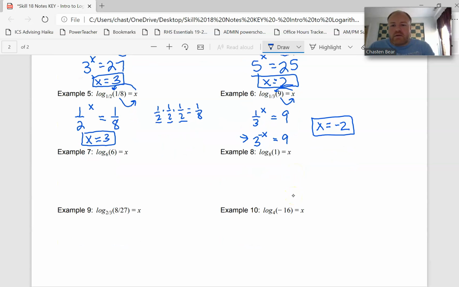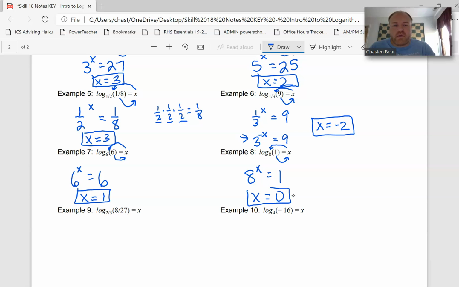On the next one, do your loop-de-loo. 6 to the x equals 6. Well, clearly x has to be 1 here. Next one, 8 to some power equals 1. Well, anything to the 0 power equals 1. So x has to be 0. The next one, we have 2/3 to the x power equals 8 over 27. Well, if I look at this, if I did 2/3 times 2/3 times 2/3, I would end up with 8 over 27. So x had to be 3.